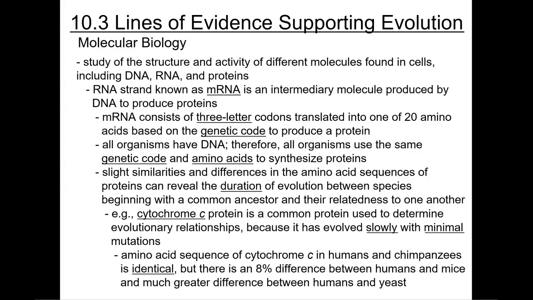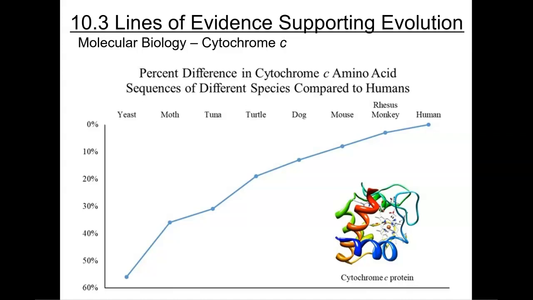The amino acid sequences of cytochrome C in humans and chimpanzees are identical. But there is an 8% difference between humans and mice, and a much greater difference between humans and yeast. Here you see the percent differences in cytochrome C amino acid sequences in different species.